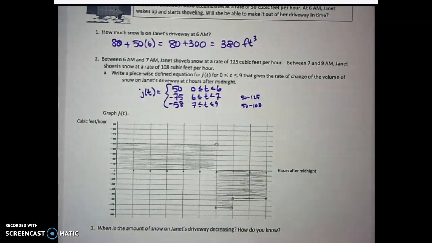For number 3, when is the amount of snow on Janet's driveway decreasing, and how do you know? Well, if we just think about the information that was given to us up here in number 2, it's going to be decreasing between 6 and 9 because it's falling at a rate of 50 cubic feet per hour, but she's shoveling it at a faster rate. So it's falling at a lesser rate than that at which she is shoveling.